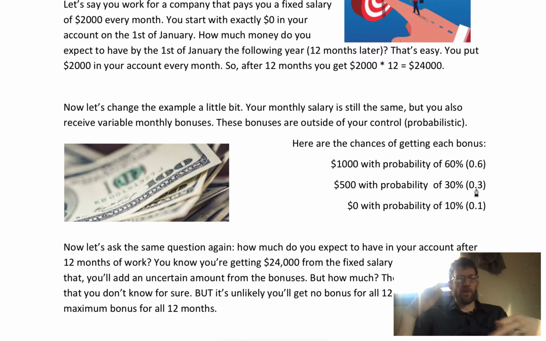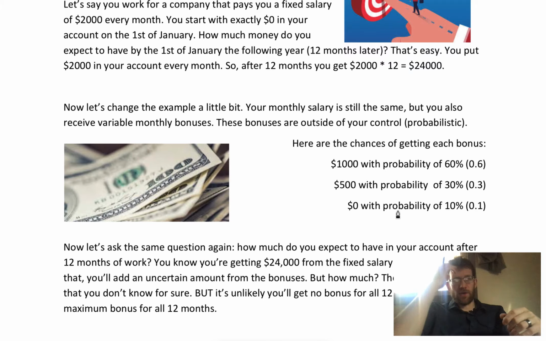Now we're going to add in a little bit of probabilistic stuff. On top of that money, you also earn a bonus. However, the bonus has just this random chance thrown in. We're going to assume here that it's completely random and it's fair random. It's not the boss choosing you because, I don't know, you're the tallest one in the office or whatever. So we're going to say that there's a 60% chance that you get a $1,000 bonus every month. There's a 30% chance you get a $500 bonus, and a 10% chance you get no bonus at all.